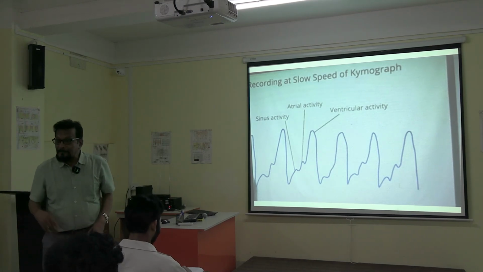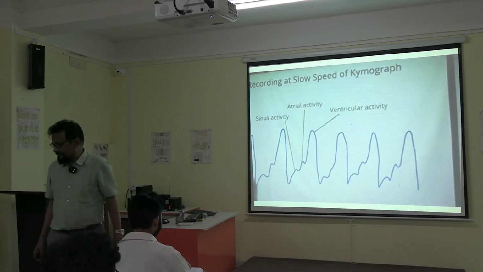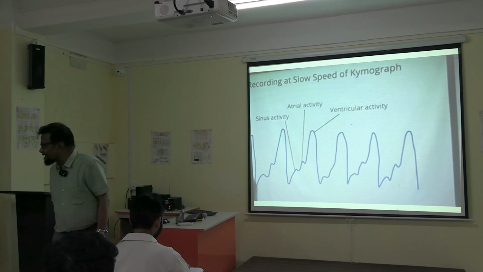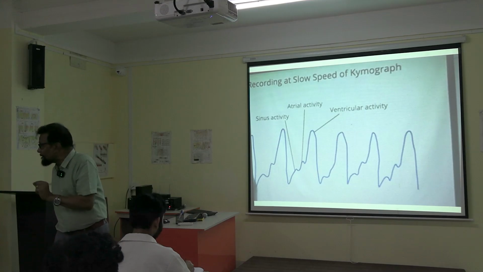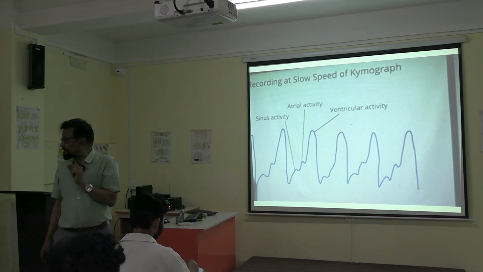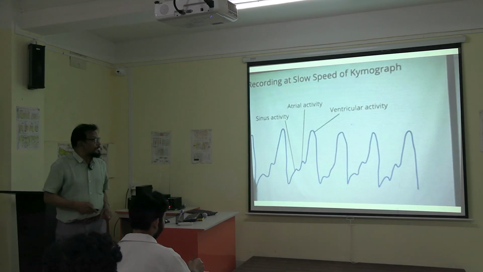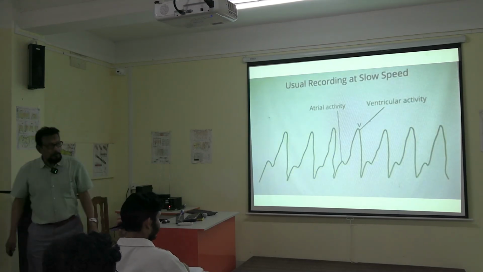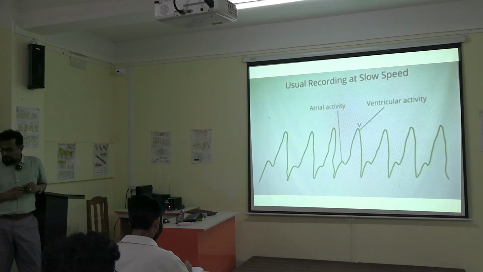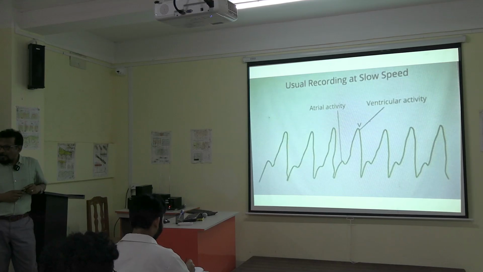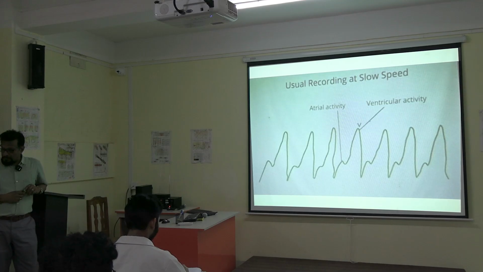If you perform this at a faster speed, you may not get all these components. What will you be getting? Other than the sinus contraction and relaxation, you will get only atrial contraction and relaxation. So this is the usual recording. What are you getting in the usual recording? No sinus systole, no sinus diastole. Only auricular systole and auricular diastole are there, and ventricular systole is there.